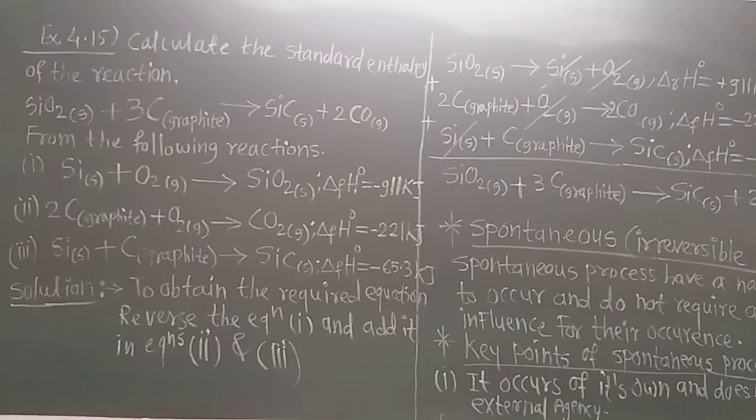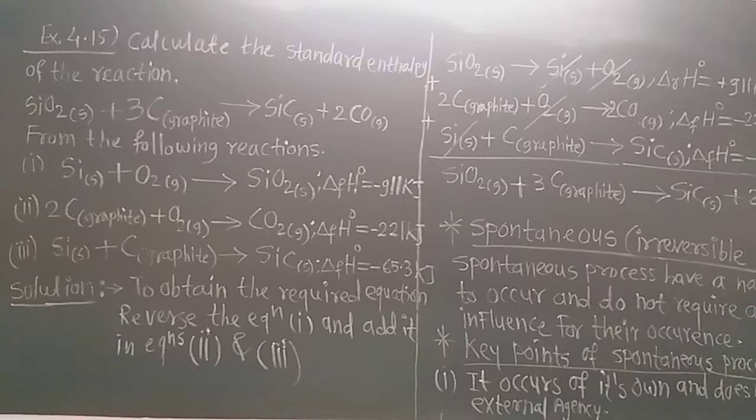Now in the last lecture we solved problem number 4.14. Now this is example number 4.15. In that we also have to calculate the standard enthalpy of the given reaction. And they again give us the data of three different reactions. By using the enthalpies of those three different reactions, we have to calculate the enthalpy of the given or required reaction. Here also the required equation is given to us.